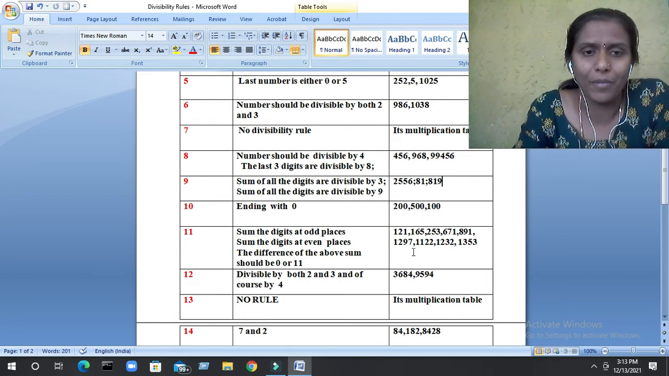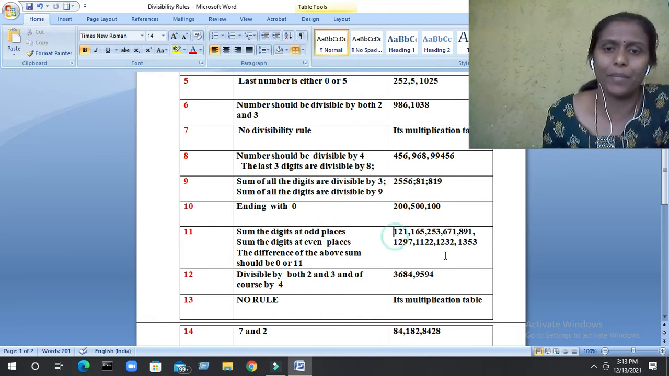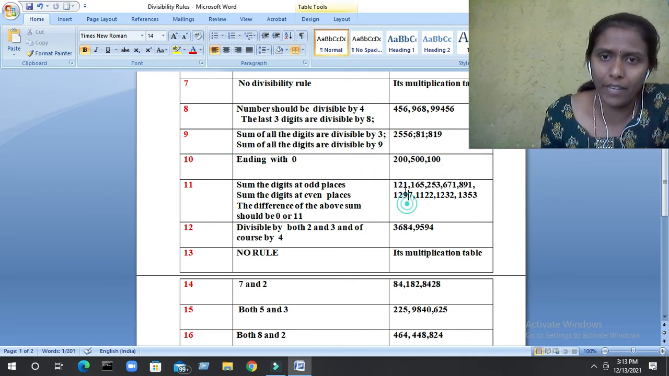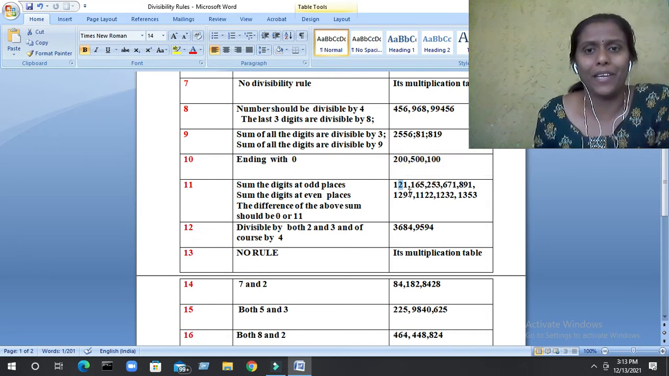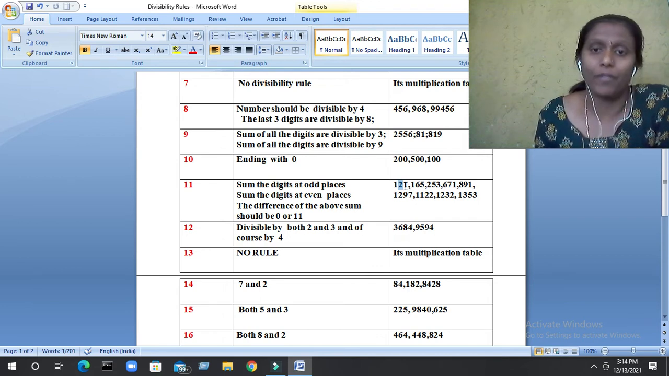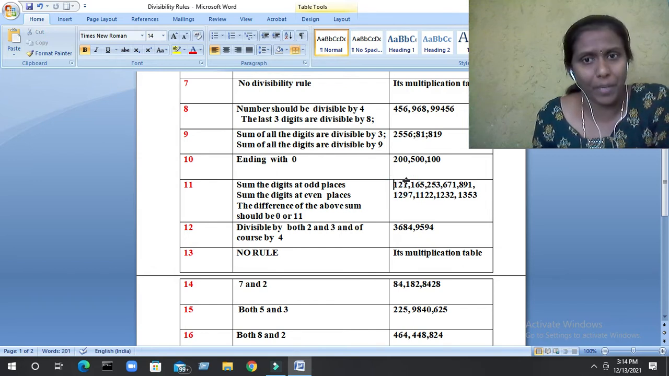Very simple. Take the units place digit, the even place digits, for any given number. You take the even place digits and the odd place digits. Odd places: 1, 2, 1, so the odd places are 1 and 1. Sum it: 1 plus 1 is 2. Then minus it with the sum of the even numbers.